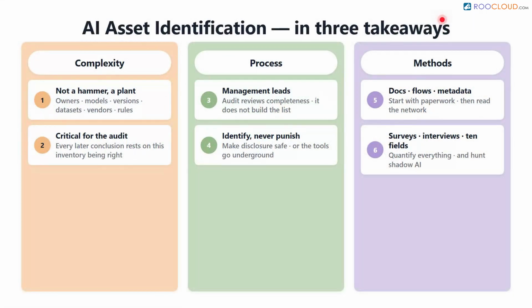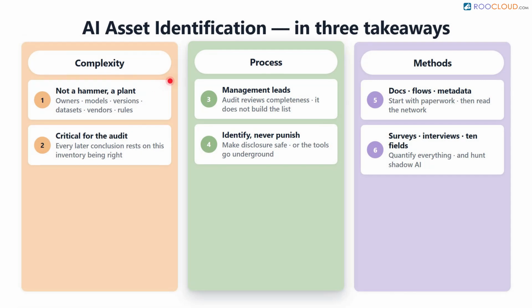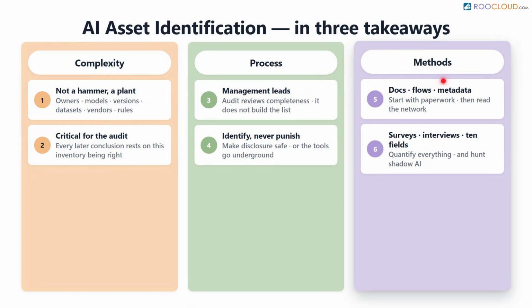To summarize our deep dive, artificial intelligence solutions are highly complex, multi-layered systems requiring distinct datasets, models, and legal considerations. The process of finding these tools must be led by management, not internal audit, and the culture must remain non-punitive to encourage honest reporting. Finally, you must use a combination of technical network diagrams, structured surveys, and standardized interviews to collect the 10 mandatory data fields for every single tool, helping to combat the pervasive risk of shadow technology.